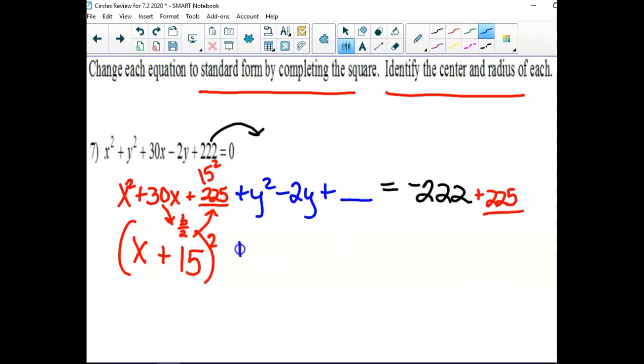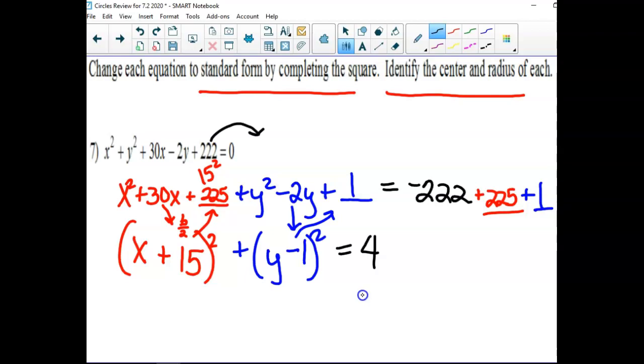I want you guys to tell me how to do this one. Be very careful. Yes, it's a negative 2, so when you take half, it's minus 1. And then you square it. Negative 1 times negative 1 is 1, and whatever you add to that side. Okay. So over here, I end up with, I think, 4.